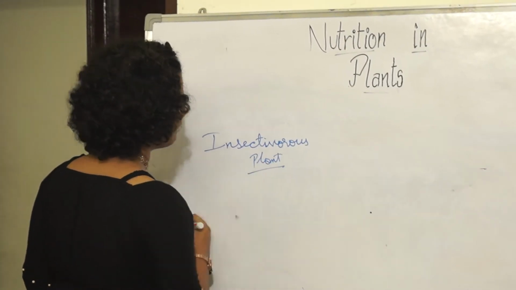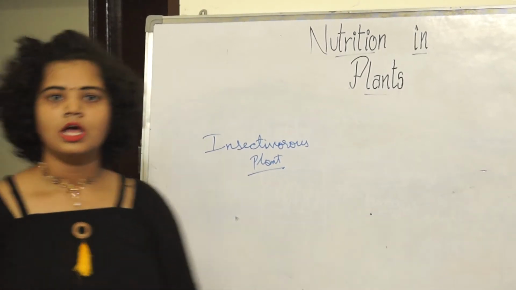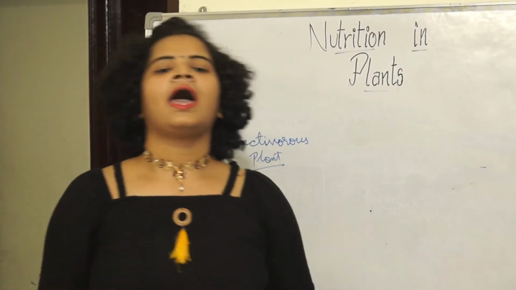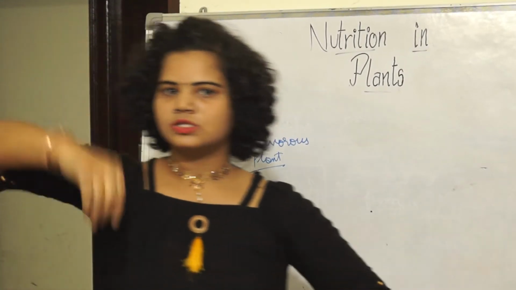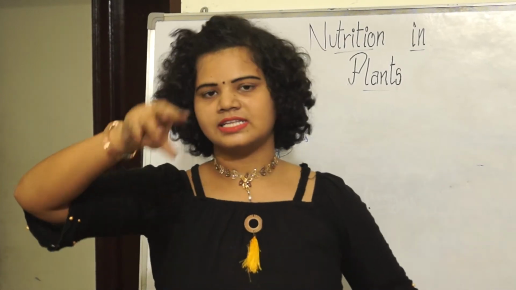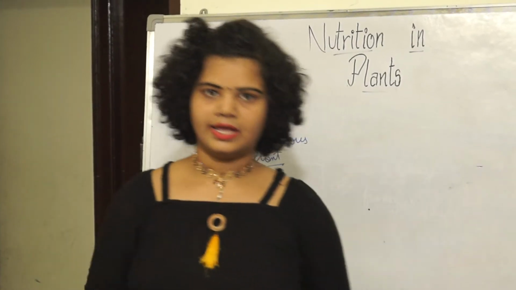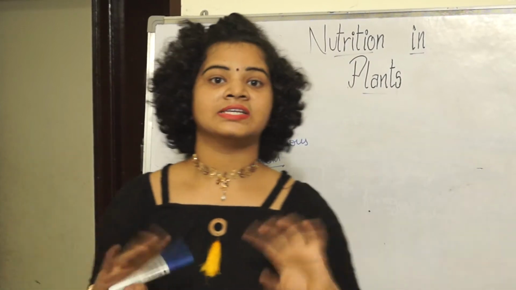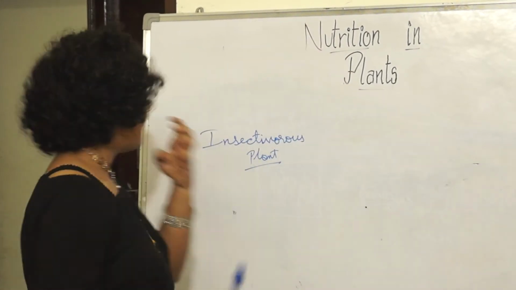So the best example is the pitcher plant, as I showed. The insect goes in, immediately the lid closes, and the juices are secreted in the pitcher plant, and when the lid opens, there is no insect present inside the pitcher plant.